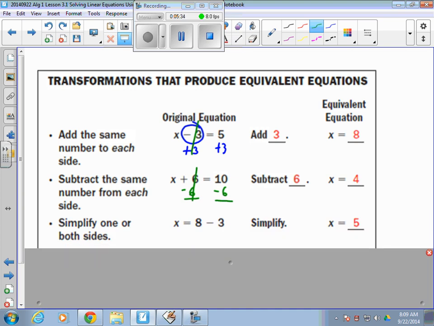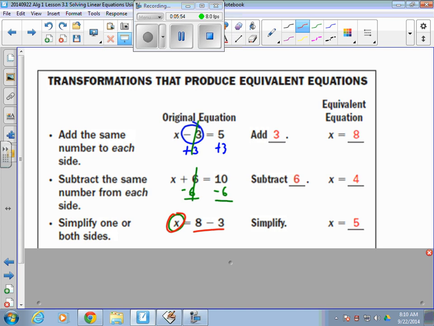Okay, simplifying one or both sides, x equals 8 minus 3. Now you're simply doing, the x is already isolated, it's already by itself. So you're simply combining 8 and negative 3, or 8 minus 3. 8 minus 3 gives you 5. You don't have to do inverse operations when you don't go across the equal sign.